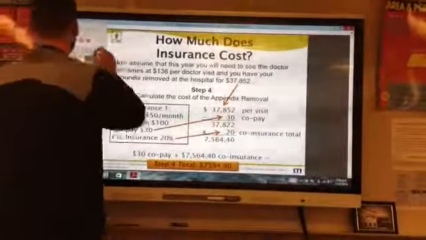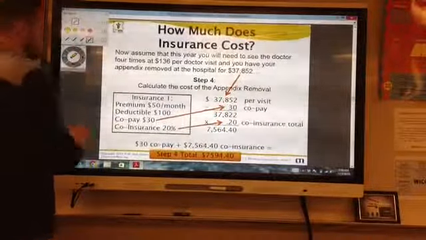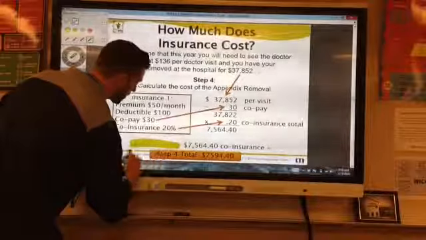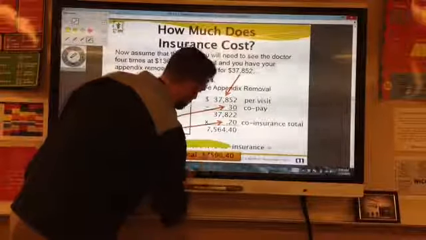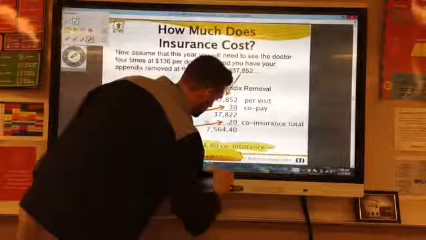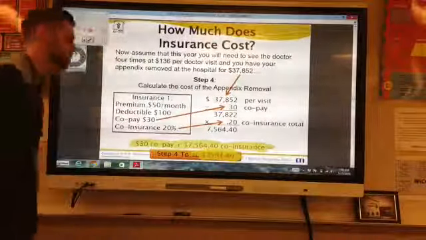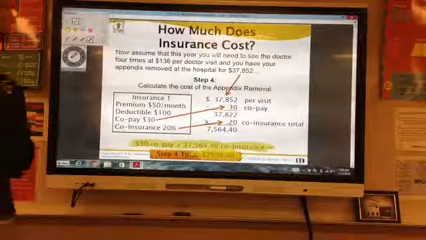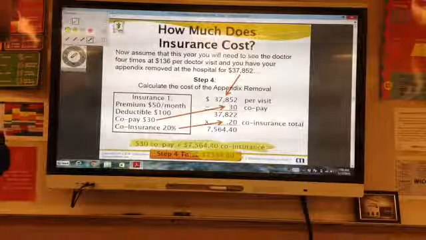So, I also need you to write down this equation. $30 in my copay, plus the appendix removal bill now that I have insurance, and that equals almost $7,600. Almost $7,600. Okay.